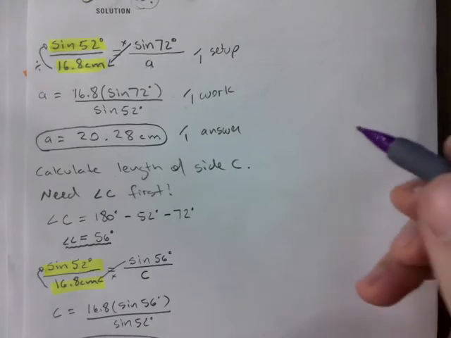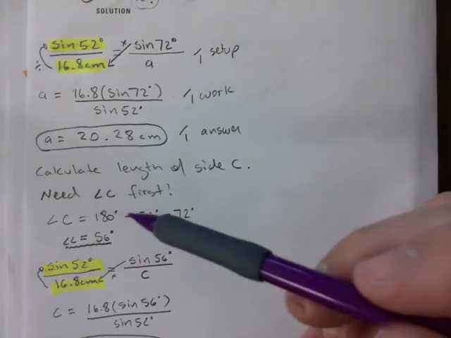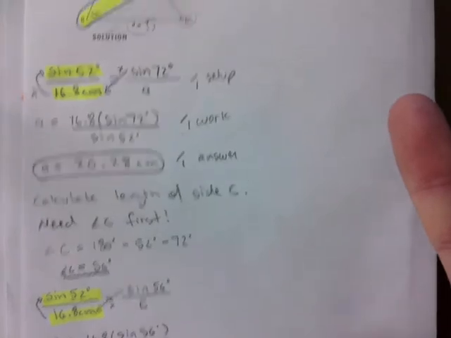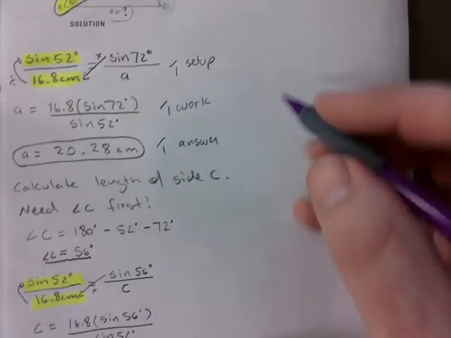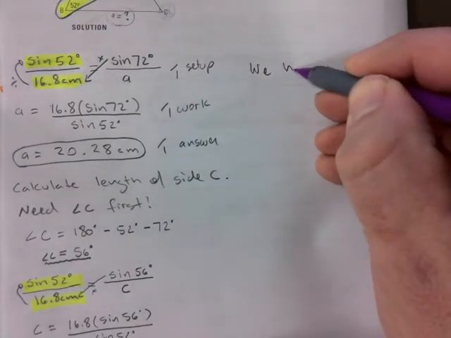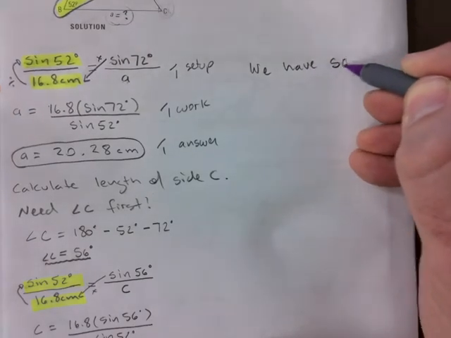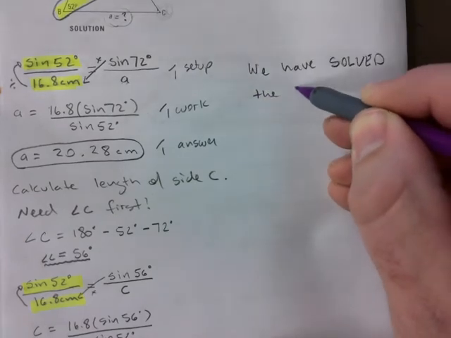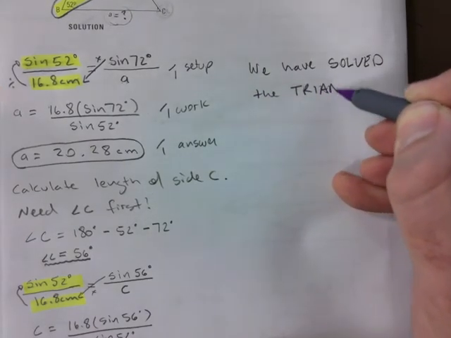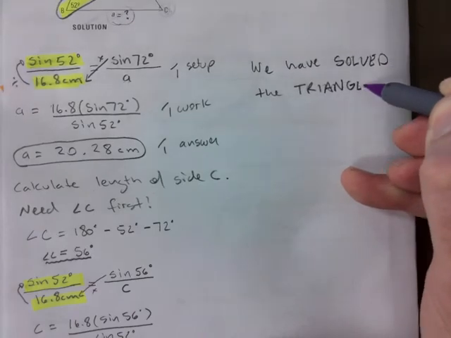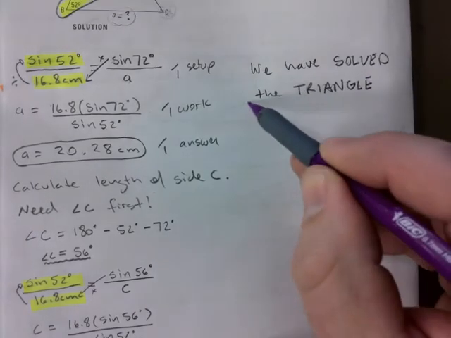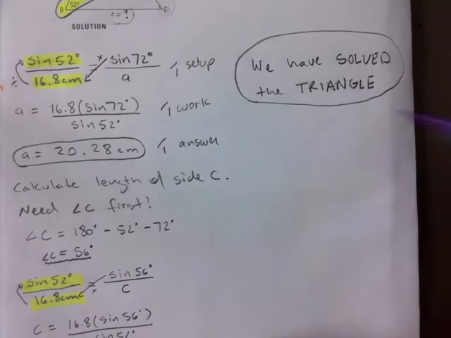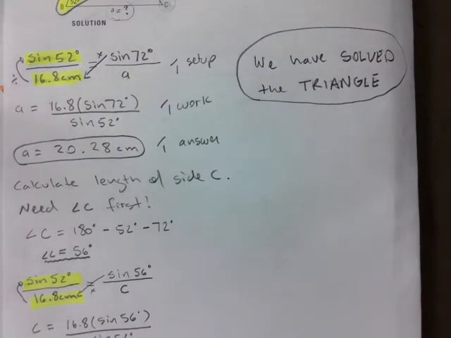So now we know all three angles and all three sides. We have solved the triangle. If you know all three sides and all three angles, when the question says solve the triangle, it's asking for that, okay?